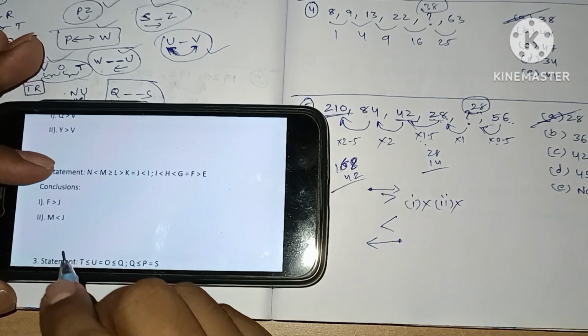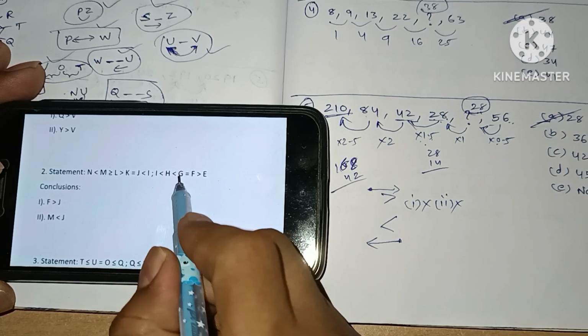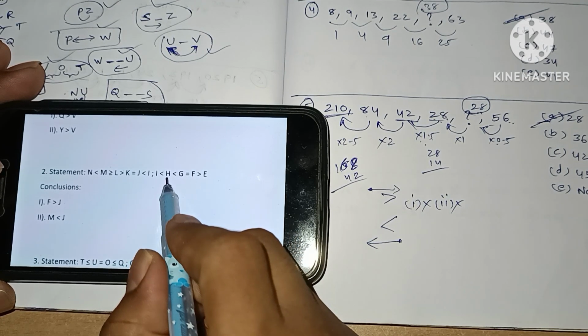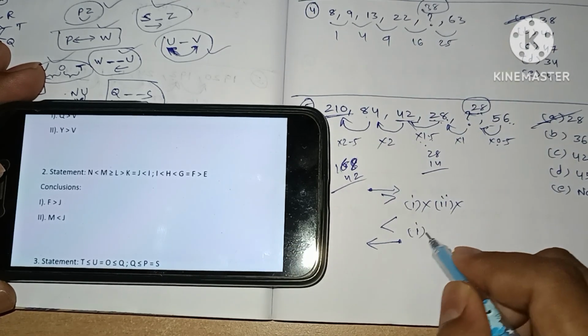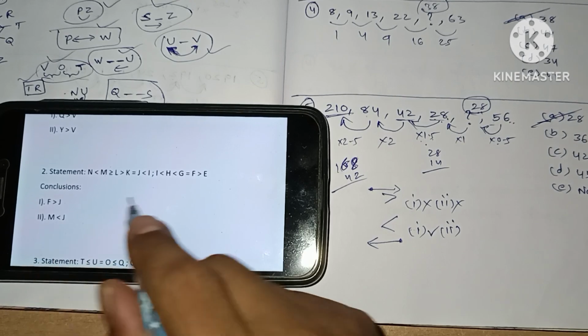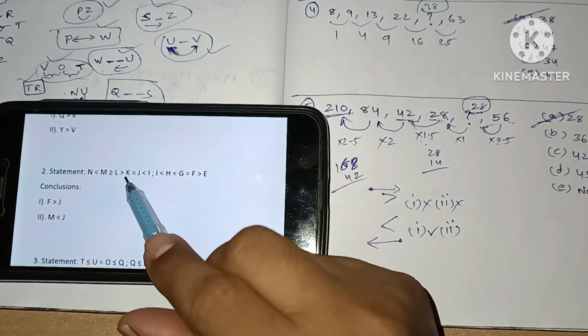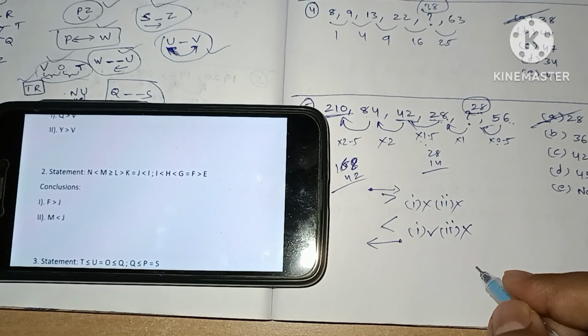Let's see second question. The flow from F to J. From F we can reach to G, H, I. From I we can reach to J. So first conclusion will be true. Second conclusion, the flow from J to M. From J we can reach to K but not to M. So second conclusion is false.